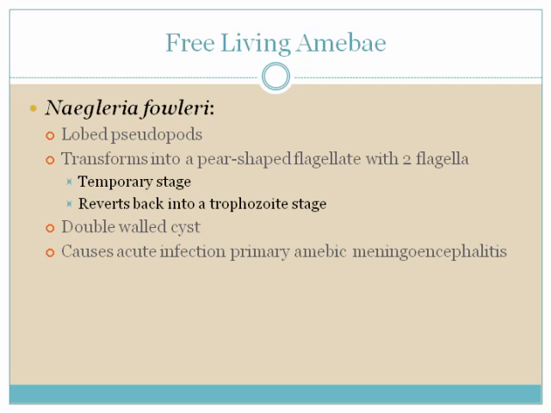Naegleria fowleri has lobed pseudopods, transforms into a pear-shaped flagellate with 2 flagella. This is only a temporary stage. It will revert back to the trophozoite stage. The cyst again is double-walled and causes acute primary amoebic meningoencephalitis, another disease of the central nervous system.